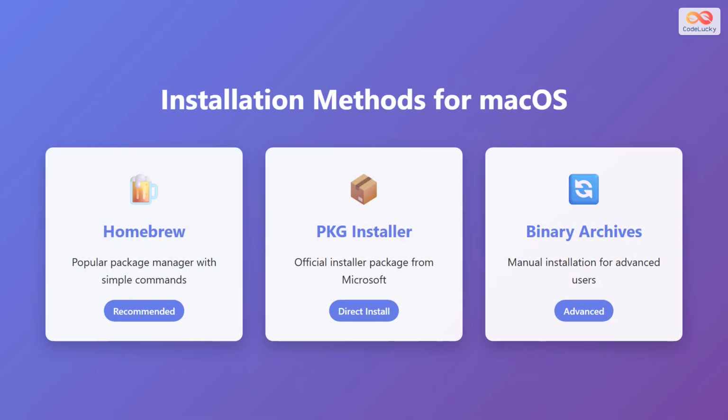macOS users also have three installation methods available. The recommended method is using Homebrew, which is a popular package manager for macOS that makes installation simple with just one command. The second method is downloading the PKG installer, which is the official installer package from Microsoft for those who prefer a graphical installation process. The third method involves using binary archives, which is an advanced option for users who need manual installation or want to install PowerShell in a specific location.